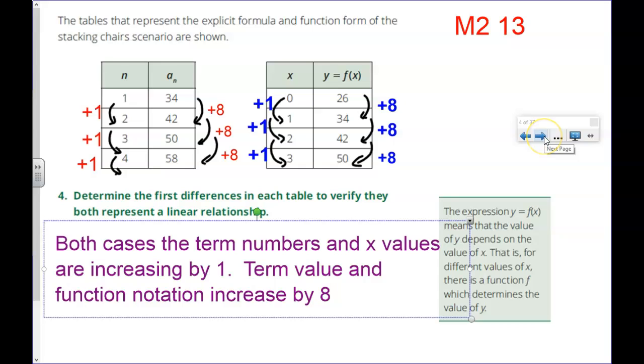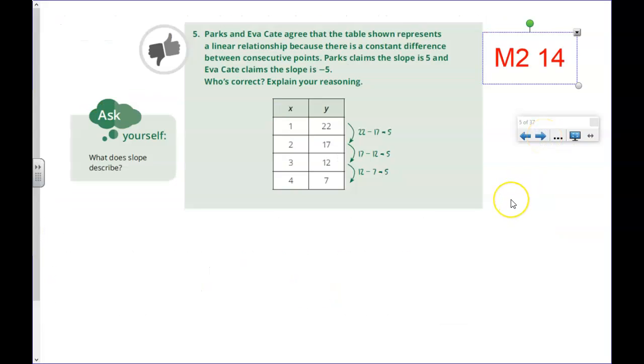So, what I want to do is look at someone's comparison in which we had Park and Ava, and this is on page 14. Park claims that the slope is 5. Ava is claiming that the slope is -5. If I look at this table, it does look like Park is taking 22 minus 17 and 17 minus 12.